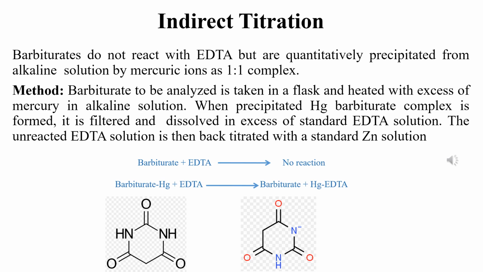So in this equation, above and below, you can see that barbiturate directly does not react with EDTA. There will be no reaction between EDTA and barbiturates, but when it is heated with excess of mercury in basic solution, it is precipitated out in the form of barbiturate and mercury complex, and then it will be titrated. Then this mercury will form complex with EDTA and barbiturate will be in free form. So the unreacted EDTA will then be back titrated with the standard zinc solution.